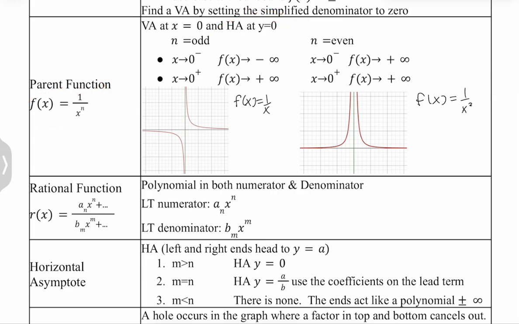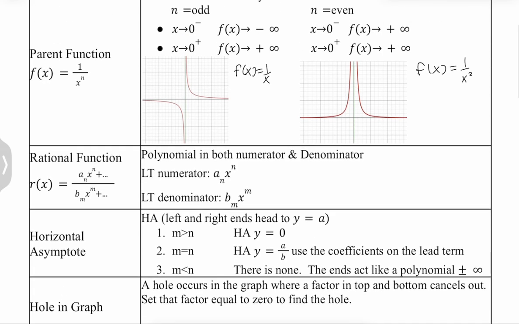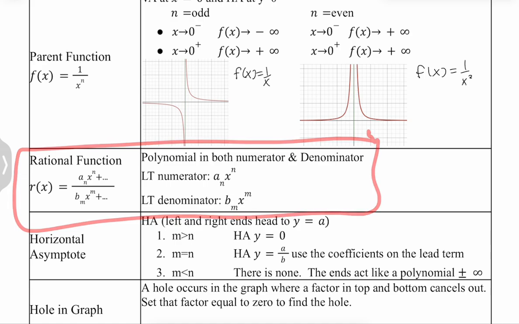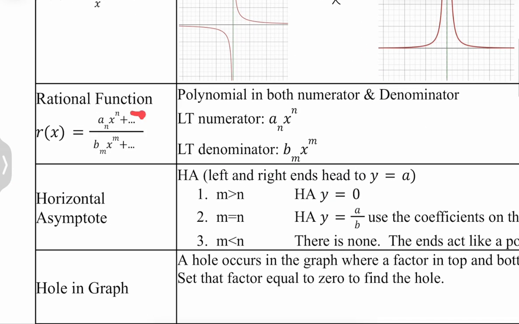Okay. Now let's talk about some of the language you're going to be hearing as you go through this lesson. A rational function has a polynomial in its numerator and a polynomial in its denominator. It's important that we look at the lead term of our numerator. We're going to call the degree of that n.